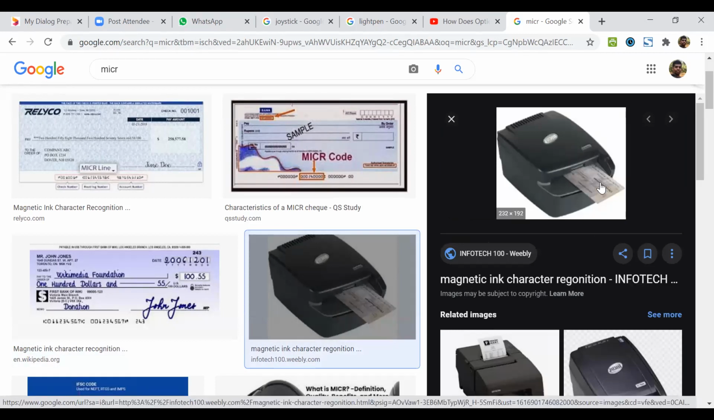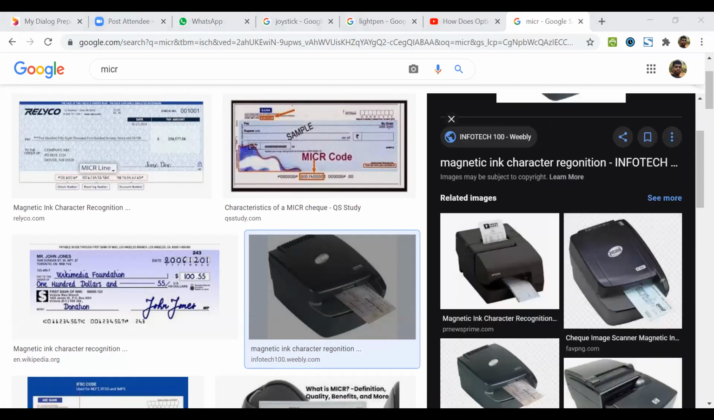There are machines, especially if you visit banks, where you will see something similar to this device, which can actually read the check automatically and recognize the check number.